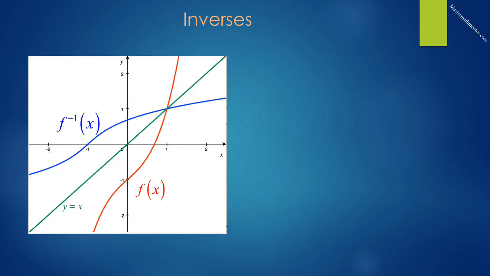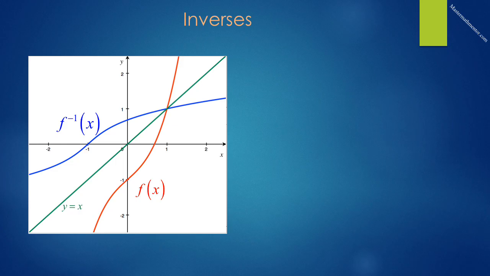In the first graph, we show f of x in red. F inverse of x in blue is found graphically by reversing all points. For instance, if f of x contains the point 0, -1, then f inverse of x contains the point -1, 0. The graph of f inverse of x will be symmetric to the line y equals x, shown in green.